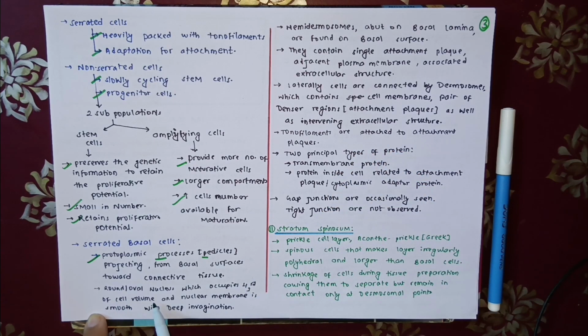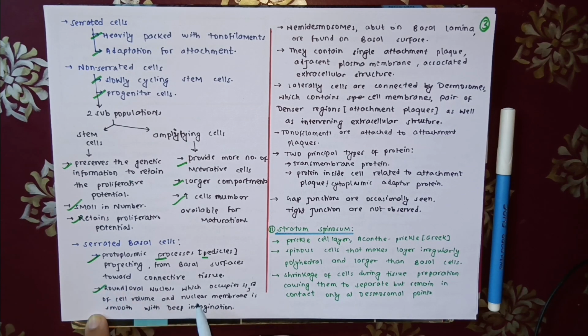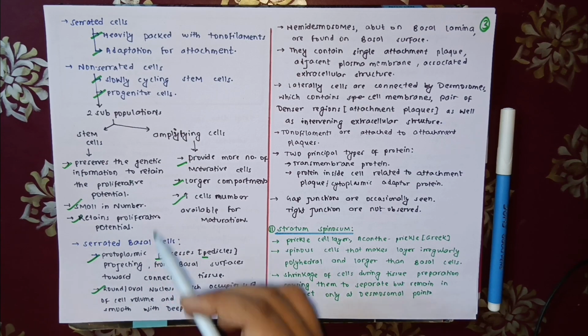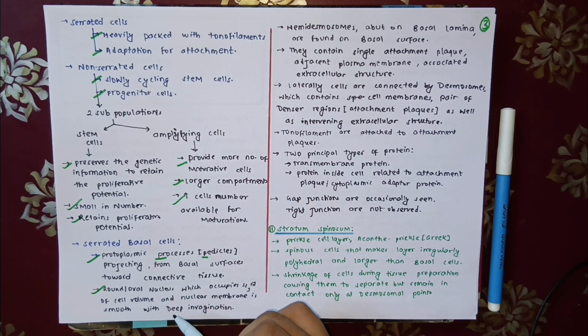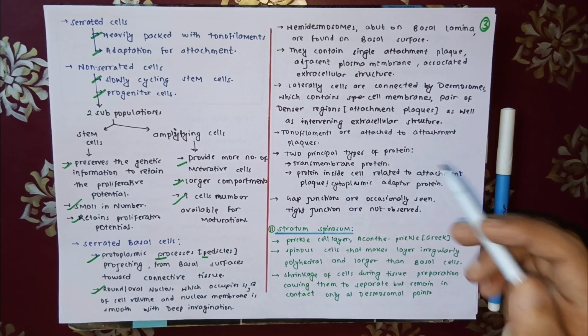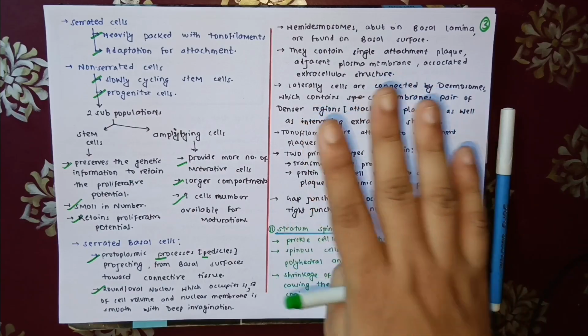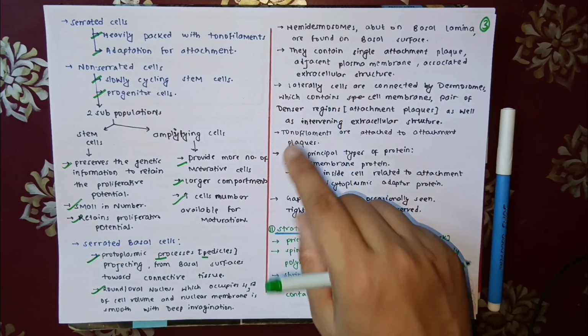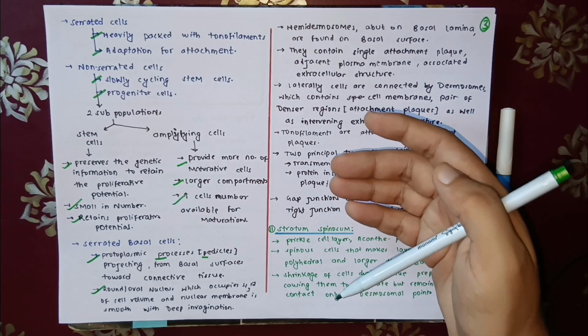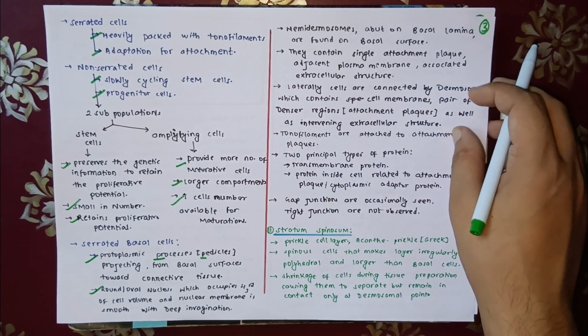After that, there is a round or oval nucleus which occupies one third of the cell volume, and the nuclear membrane is smooth with deep invagination. This is the morphology of the nucleus present in this serrated basal cell, and it is also the morphology of the non-serrated type of cells, but mostly it is a serrated basal cell feature and you can remember this. So, a round or oval nucleus occupies one third of the volume of the cell, and the nuclear membrane is smooth with deep invagination.